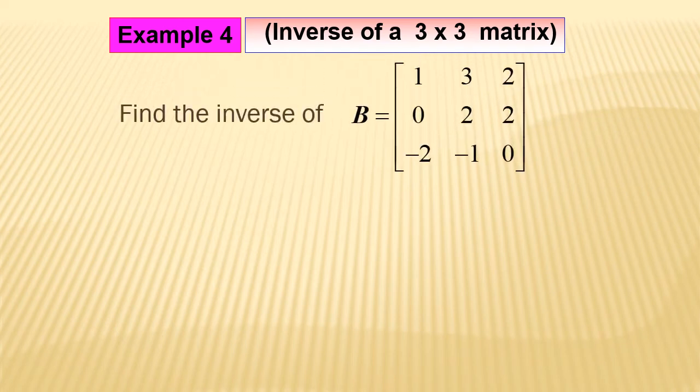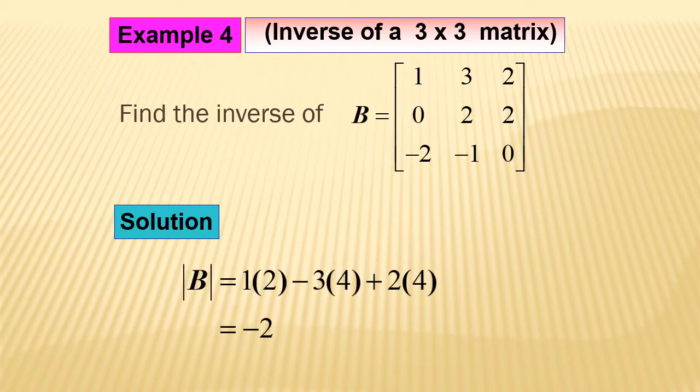So let's do some examples. Example 4, to find the inverse of a 3 by 3 matrix. Find the inverse of matrix B: 1, 3, 2, 0, 2, 2, negative 2, negative 1, 0. What is the solution? Remember, the first thing we have to find is the determinant. You can use any row or any column. For this example, we use the first column.